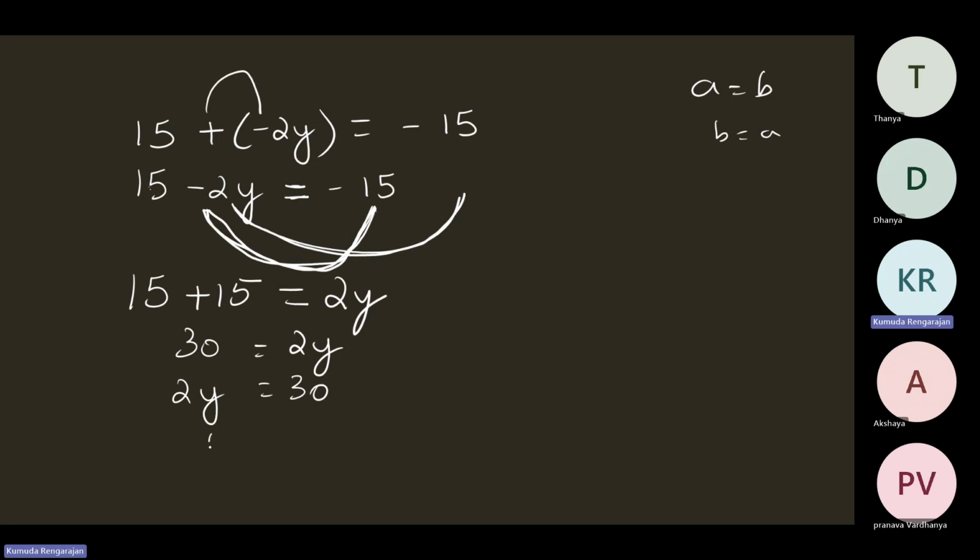Now we have to find y, right? So y is equal to, write this 30 as it is. 2 and y are in multiplication. So when you transpose, the opposite operation will come, which is division. So when you take 2 to the other side, you'll have to use the opposite operation. So division. So y is equal to 30 by 2, y is equal to 15. So what is y? The number of incorrect answers. So Smita has answered 15 questions incorrectly.